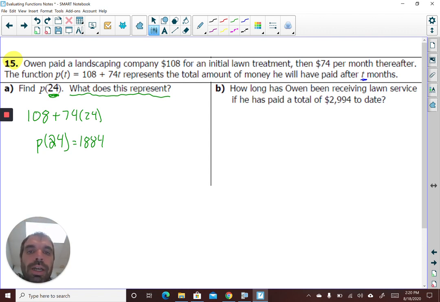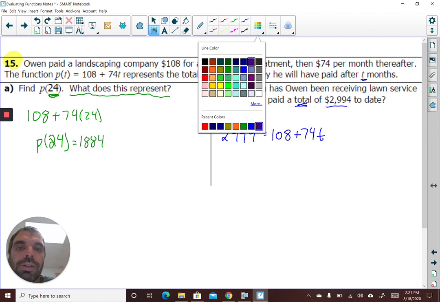All right, let's look at part B here. So part B says, how long has Owen been receiving lawn service if he has paid a total of $2,994 to date? So total is what p of t represents. So that means this is my total, so that's going to go in where p of t is, and then I'm going to solve for t. So I'm going to go 2,994 is equal to 108 plus 74t. And I'm going to solve for t.